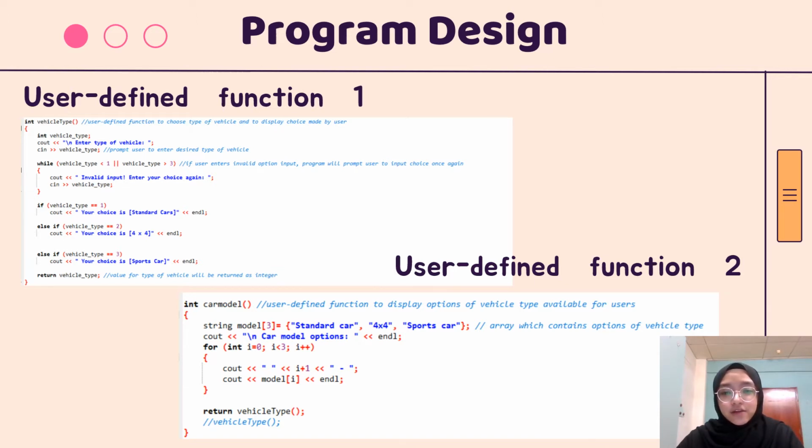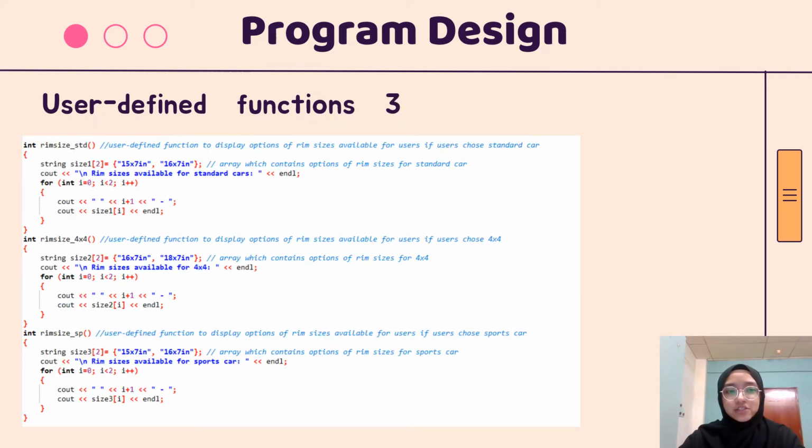The second user-defined function is a function named car model, which will display options of vehicle type available for users that is stored in an array. So when the function is called, the contents of the array will be displayed. The coding for the first user-defined function is done by Nadia Adleena, and the coding for the second user-defined function is done by me, Siti Aqilah.